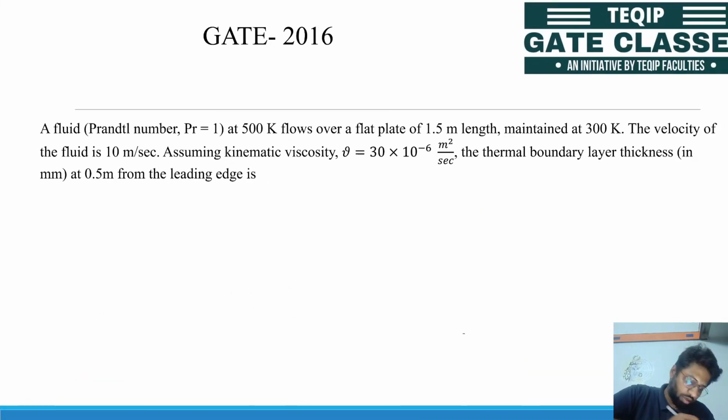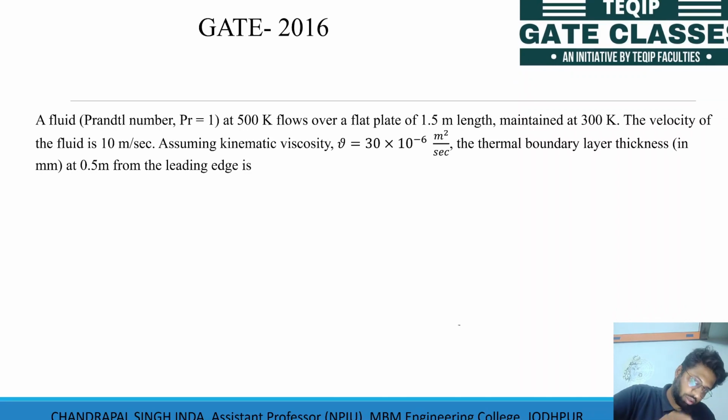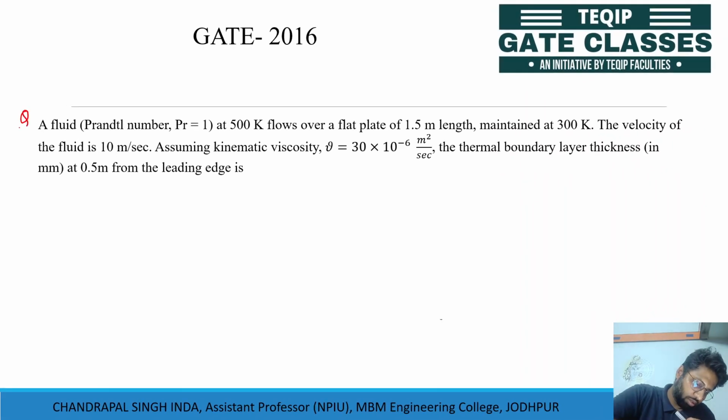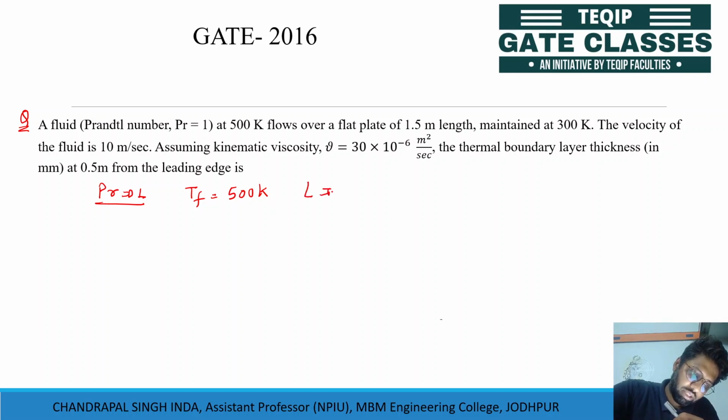So in the next question, a fluid having a Prandtl number equal to 1. This question has been asked in GATE 2016. The temperature of the fluid is equal to 500 Kelvin, and it flows over a flat plate of 1.5 meter length, means the length of the plate is given as 1.5 meter.